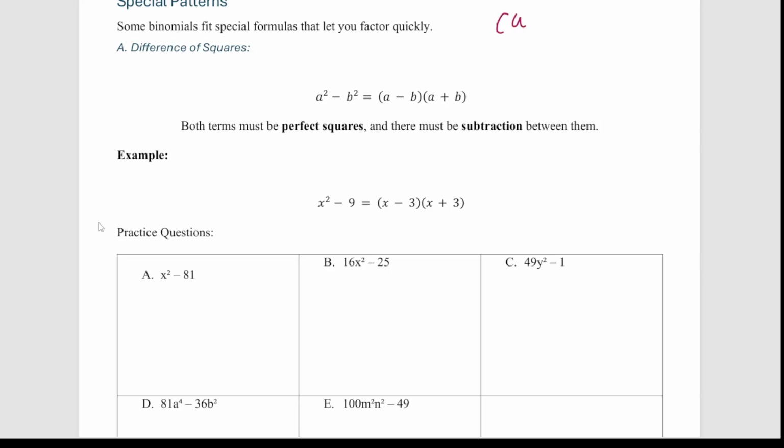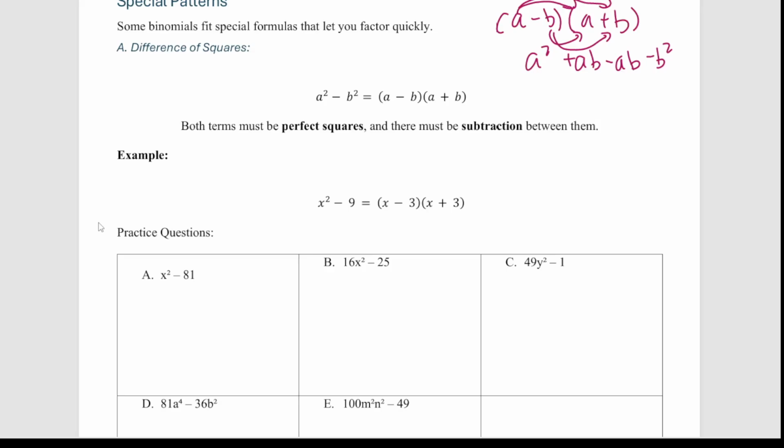Recall you may have noticed from when we were working forwards and multiplying polynomials that if I had something like a minus b times a plus b, a times a is a squared, a times b gets us plus ab, negative b times a gets us minus ab, and then negative b times b gets us negative b squared.